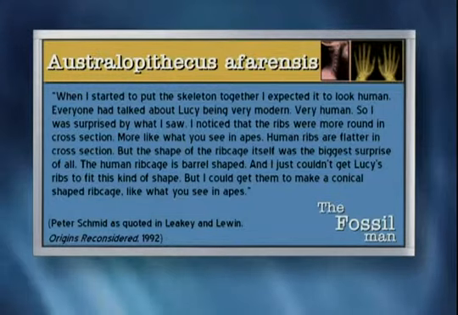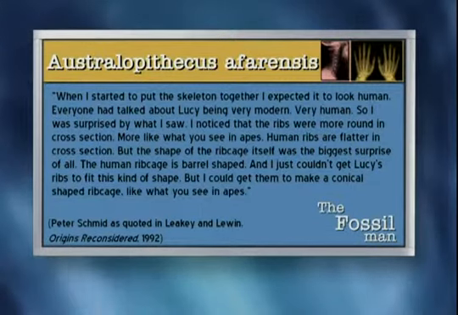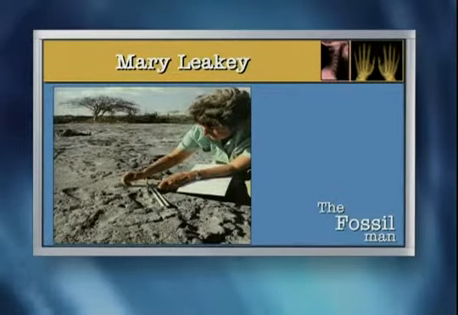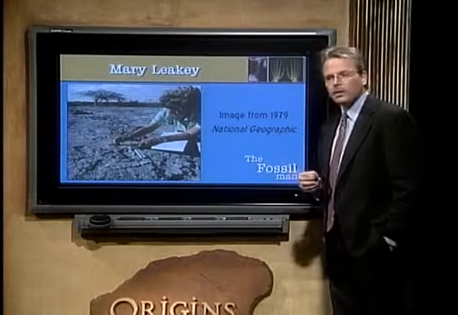The human rib cage is barrel-shaped, and I just couldn't get Lucy's ribs to fit this kind of shape. But I could get them to make a conical-shaped rib cage like what you see in apes. Probably one of the most important finds was discovered by one of the famous paleontologists, the Leakey family, Mary, and it's called the Laetoli footprints.